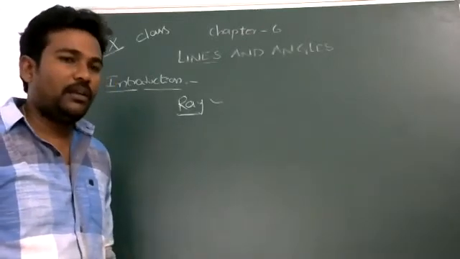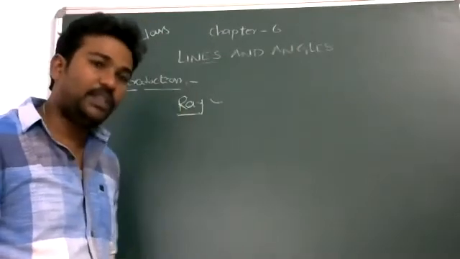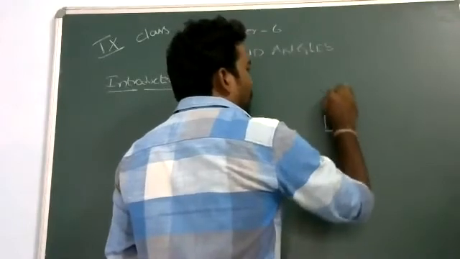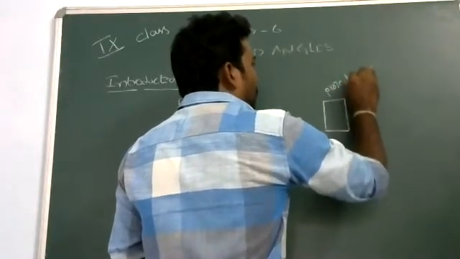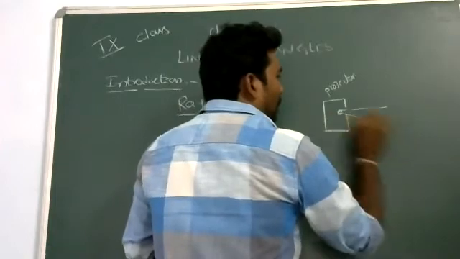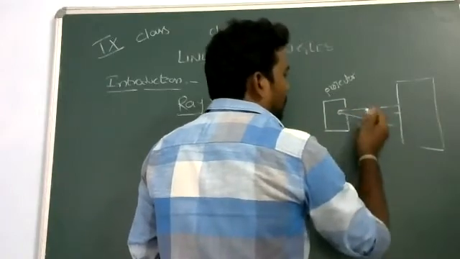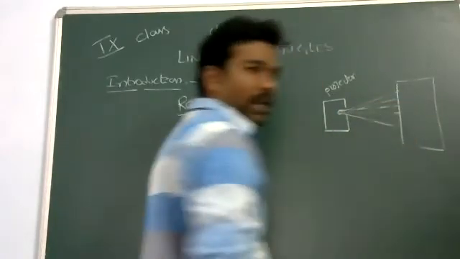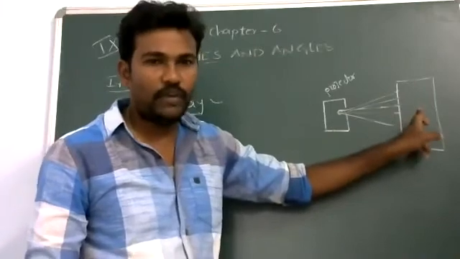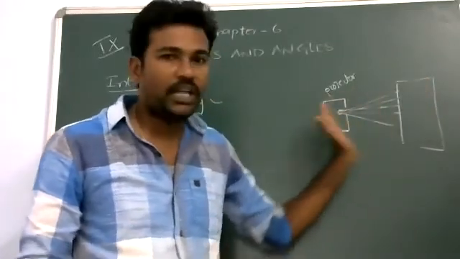When you go to any theater, suppose you are watching a movie in the theater. In that, one room is there. That room is called the projector room. From this room, you can assume this is the screen. The rays will be coming from the projector room to the screen, and then the rays always travel.